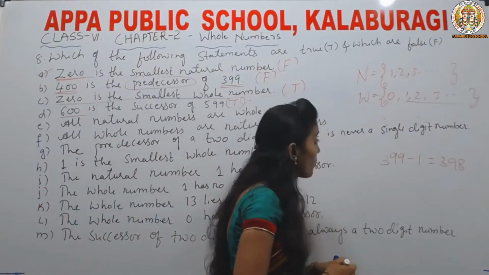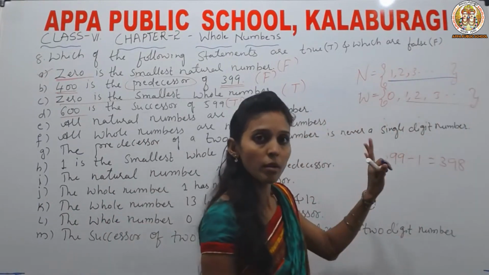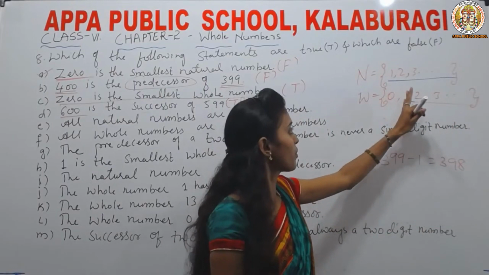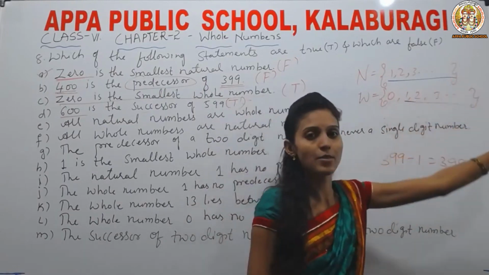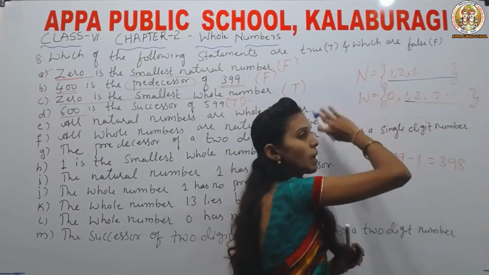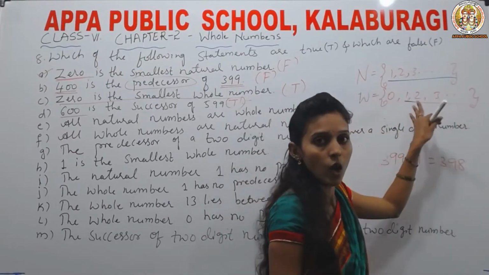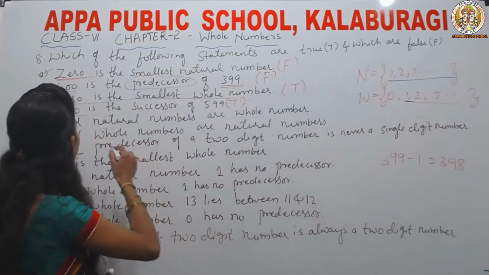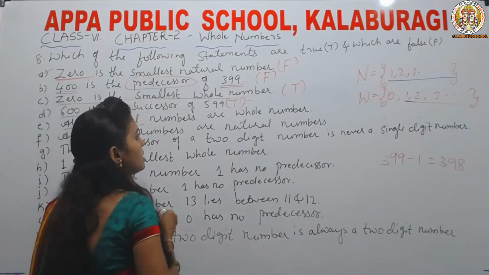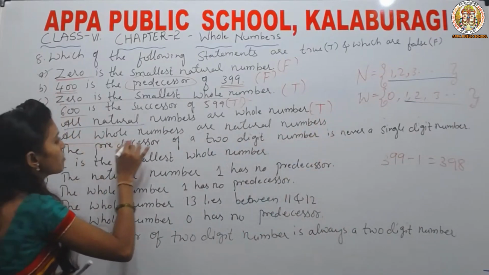Next, all natural numbers are whole numbers. See now, how many natural numbers are there? Countless. They start from 1. Actually, in whole numbers we have 0 also, but from 1 we have all the numbers. From 1, it is natural number. From 0, whole number. So obviously, whole numbers have all the natural numbers along with 0. So therefore, all natural numbers are whole numbers. Is the statement true or false? Yes, this is true.